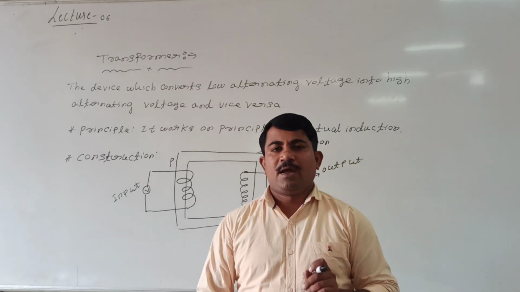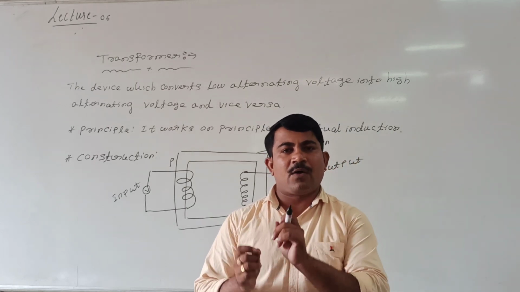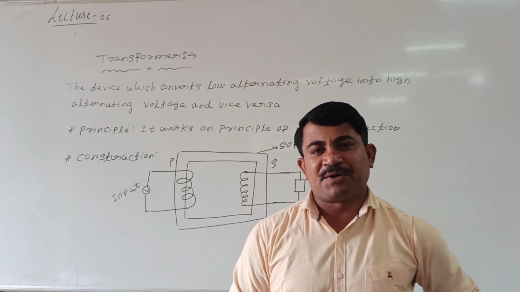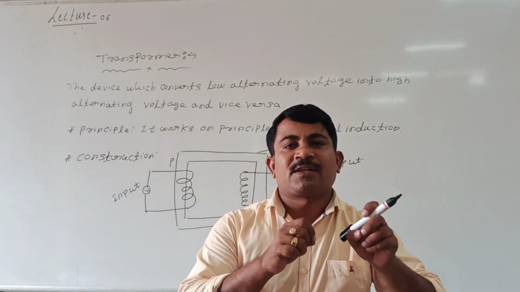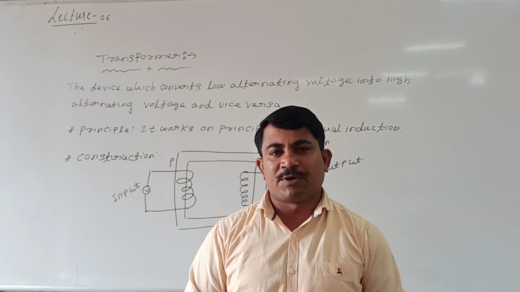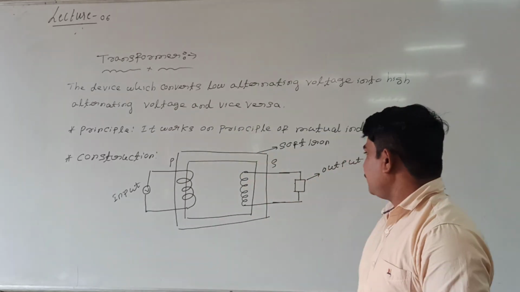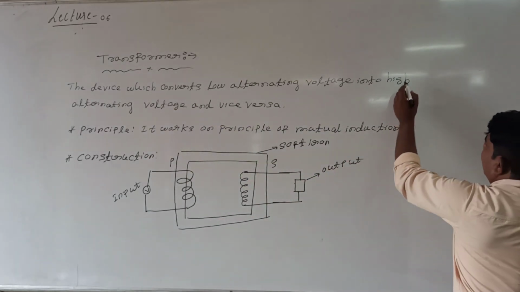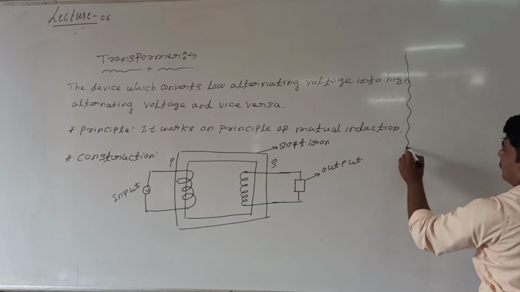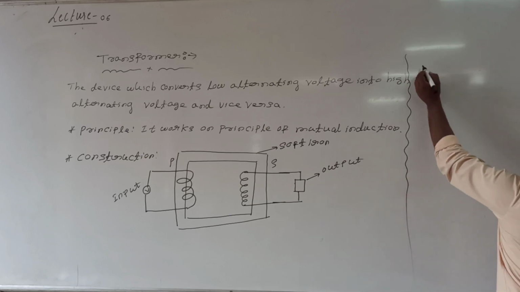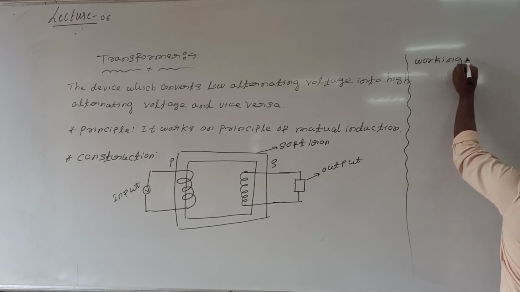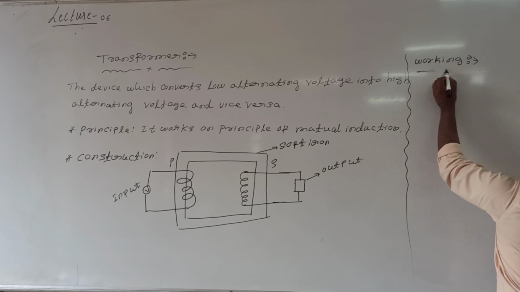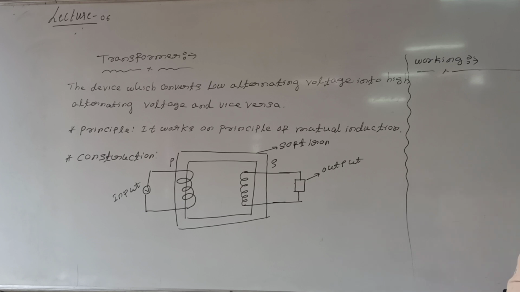Very simple. How does the transformer work, how does it convert low alternating voltage into high alternating voltage, or how does it convert high alternating voltage into low alternating voltage, that we'll see. Directly we'll go. What is the working of the transformer? In detail we'll see. Working of the transformer, how it works.